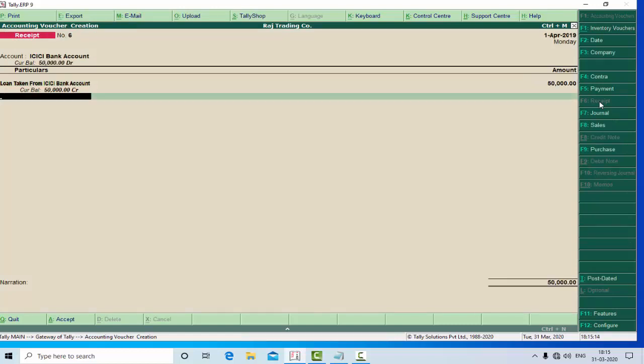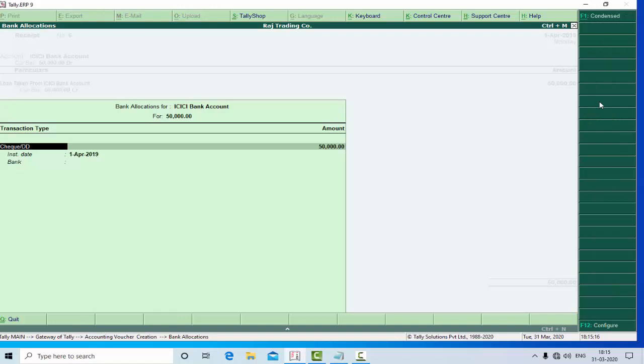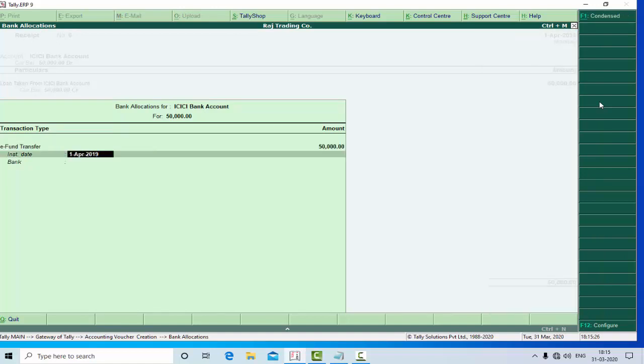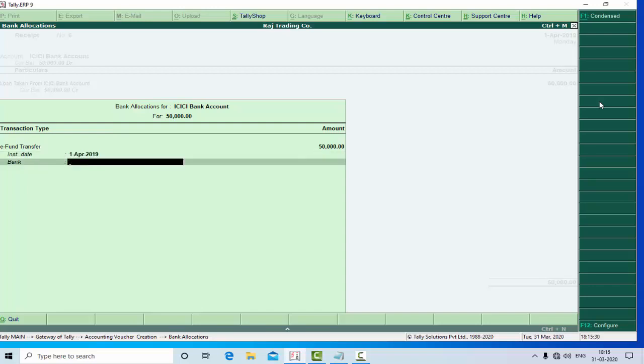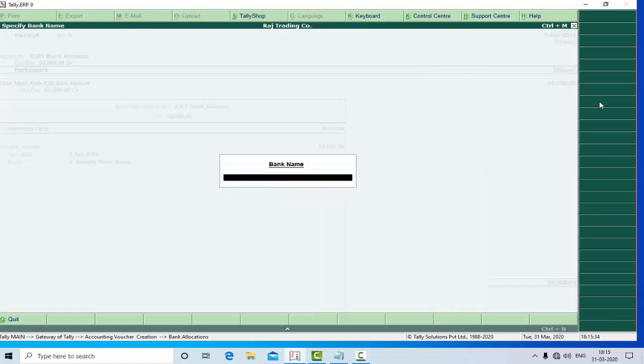So this is a way to enter the loan entry, and we assume the amount is received by e-fund transfer. So select here e-fund transfer, 50,000, the date of instrument when the amount was transferred, and the bank, ICICI, which bank we have made that payment, ICICI Bank.